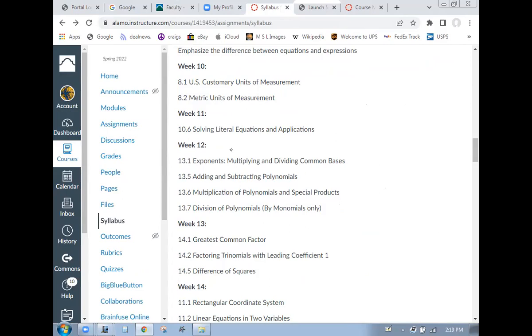Okay. So we did 10.6 last time. So now we're going to do 13.1, then skip to 13.5. So at the end of 13.1, remind me not to keep going. Remind me to skip to 13.5, okay? So let's find our modules here.